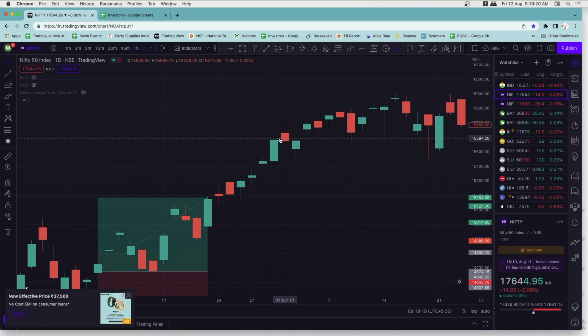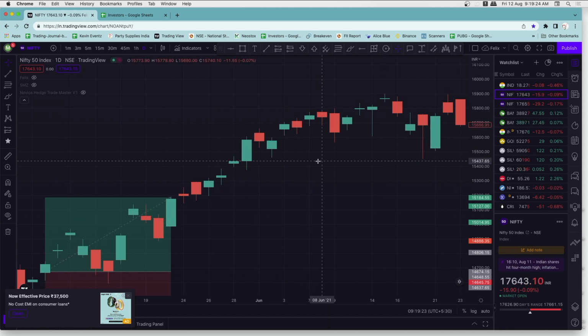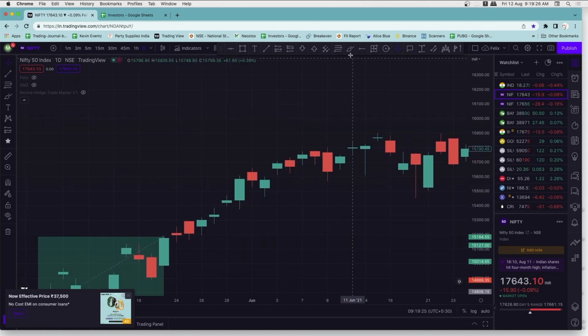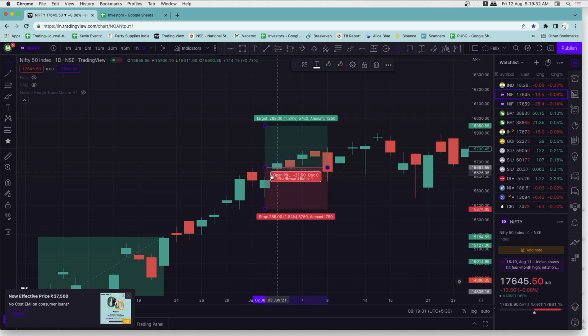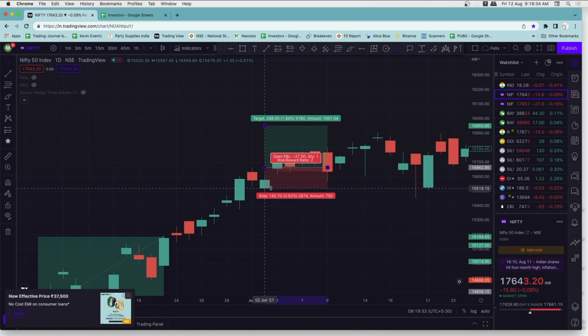Now on June month, this is a candle. This is a long trade. On June 1st, this is the high and this will be the low, and since the candle is this much, I'm going to take it as a 1:2 risk reward.